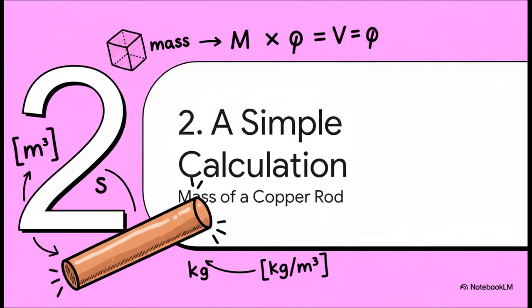Okay, let's see this thing in action. We'll use a really simple example. Calculating the mass of a copper rod. Sounds easy, right? You just find the volume, multiply it by the density, and bam, you're done. Or are you? As you're about to see, the real devil is hiding in the details, specifically in the units.